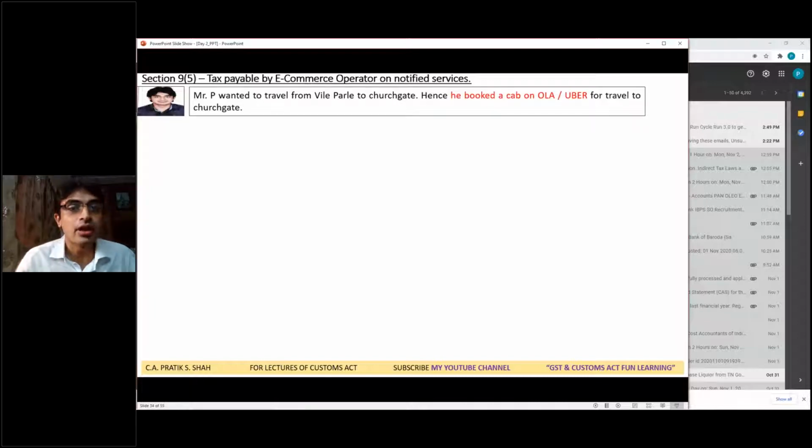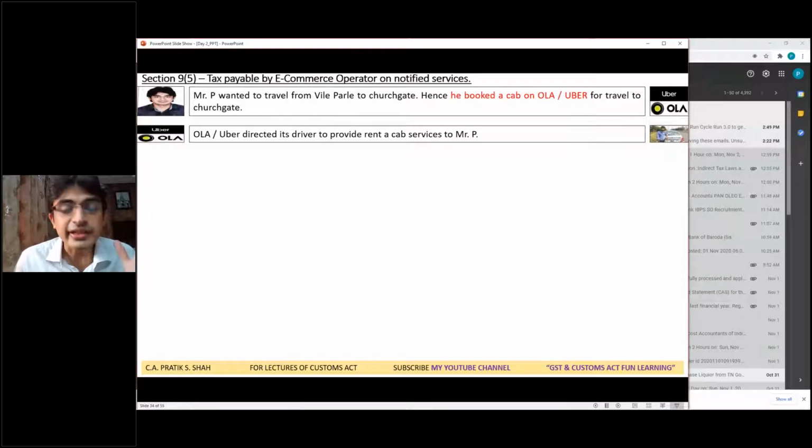See this. Suppose I'm Mr. P. I want to travel from Vile Parle to Churchgate, in Mumbai only. So I book an Ola or Uber for travel. I want to travel from Vile Parle to Churchgate, so I book Ola Uber and I just travel. I travel through Ola Uber.